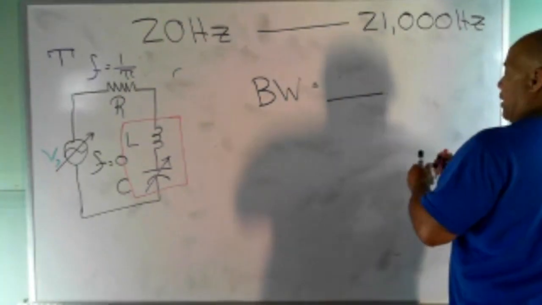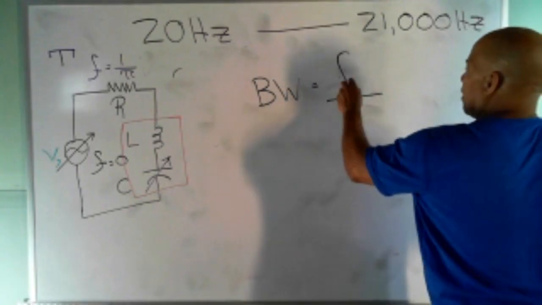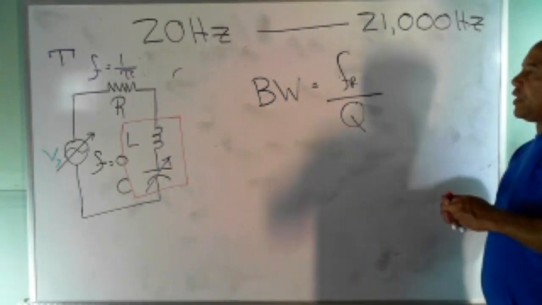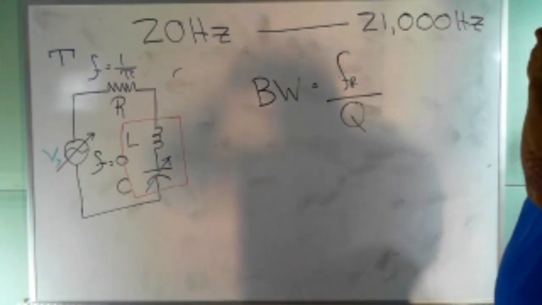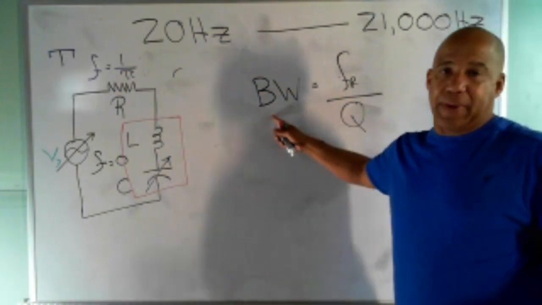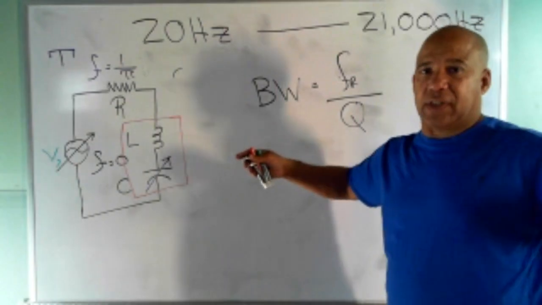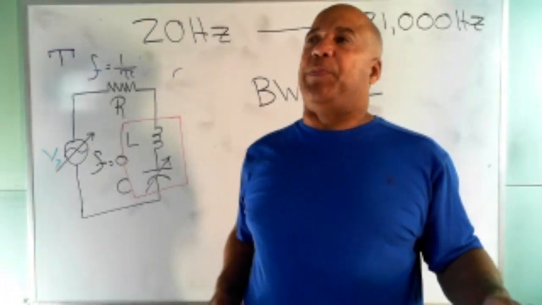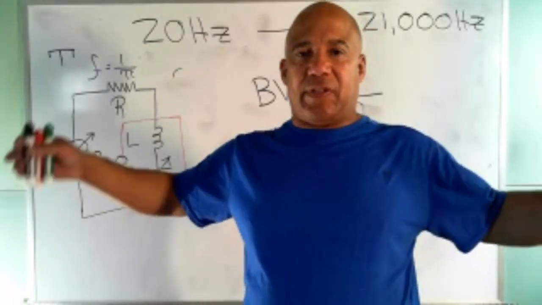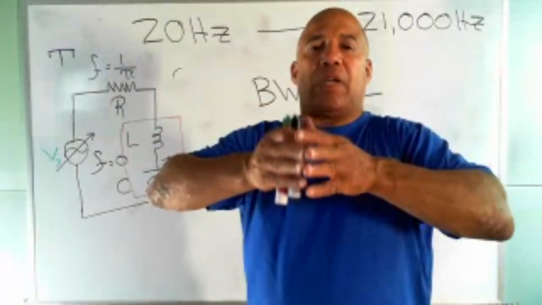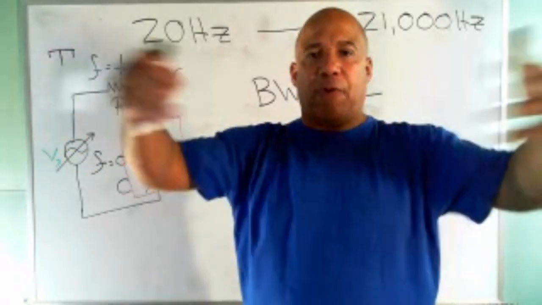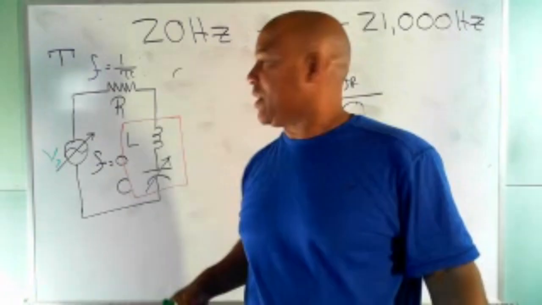It's actually FR over Q. So, you know what this is? Bandwidth. It's the distance between F1 and F2 on the resonant curve. Practically speaking, this is the amount of room you have. When I say room, I mean hertz. How much room do you have to send signals? The wider the bandwidth, the more frequencies you can send through at a given time.